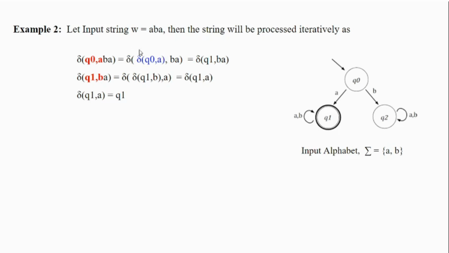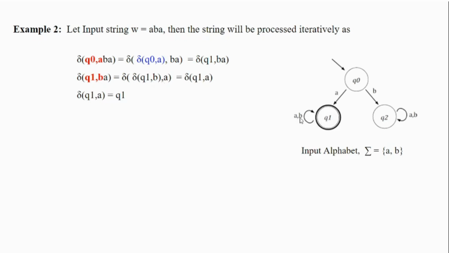What is the output of this transition? The output of this transition is Q0 on input A. Look at this diagram, Q0 on input A goes to Q1. So that's why Q1 here. Now we rewrite this transition function here, and we take the next character which is left, that is B. So extending this transition function, delta Q1 B. What will be the output of this transition? Q1 on input B.